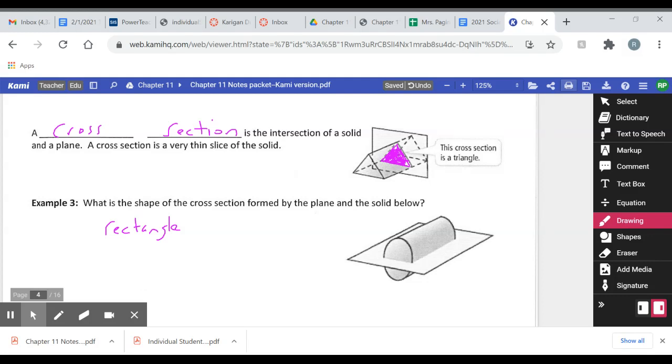So that's it for section 11.1. So not a ton to that. So I'll have you practice that a little bit. And then, like I said, we'll get into surface area in section 11.2 and 11.3. And then we'll get into volume in section 11.4 and 11.5. And then we'll do a little more with this chapter after that.